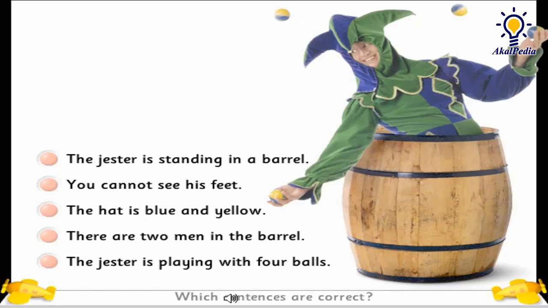Which sentence is correct? The jester is standing in a barrel. You cannot see his feet. The hat is blue and yellow. There are 2 men in the barrel. The jester is playing with 4 balls.